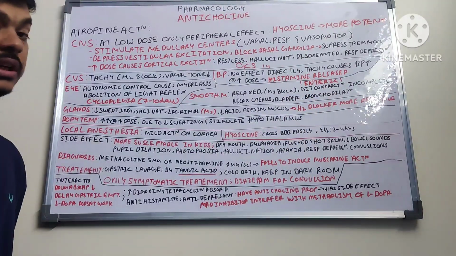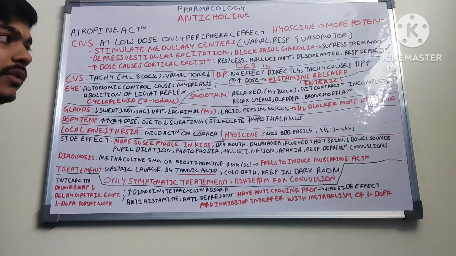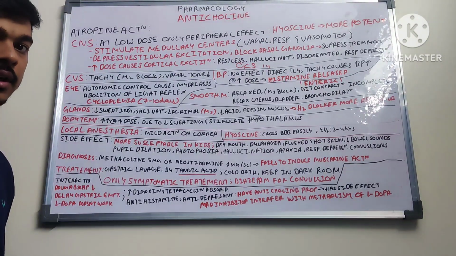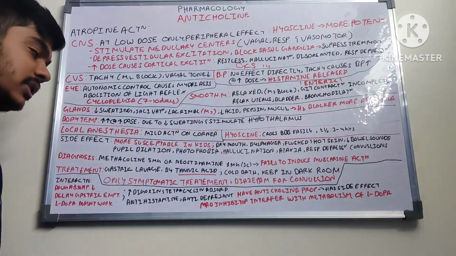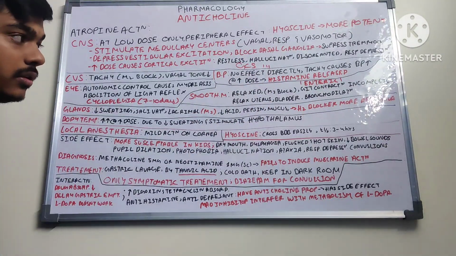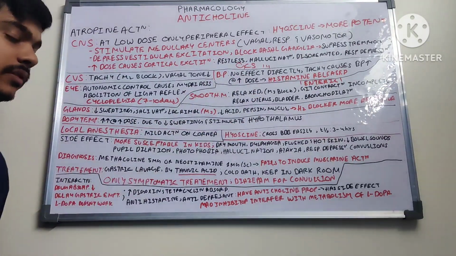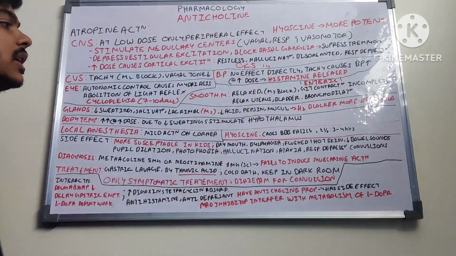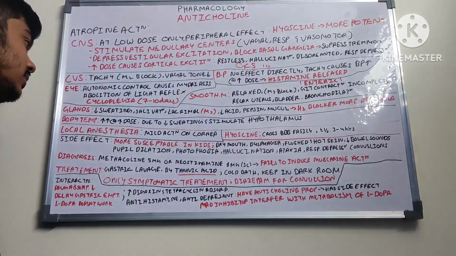GIT contraction is incomplete because, as I told you previously, this comes under the effect of the enteric plexus. The enteric plexus is responsible for controlling most of the motions of the GIT along with vagus stimulation, but it's more of the enteric plexus. So there is not much contraction of the GI muscles. Then there is relaxation of the uterus, detrusor muscles, bladder, and bronchodilation takes place.